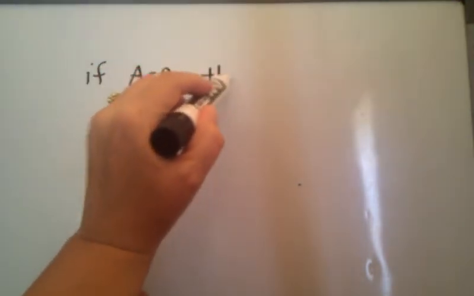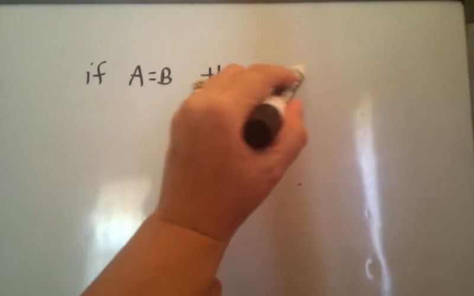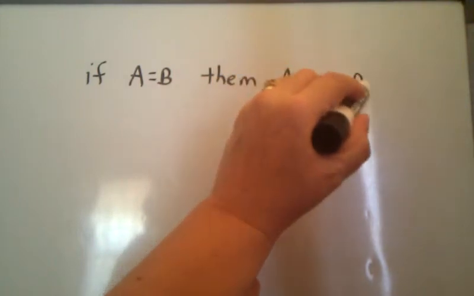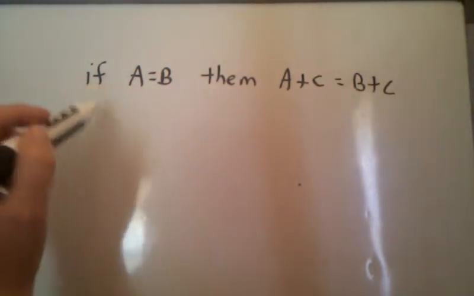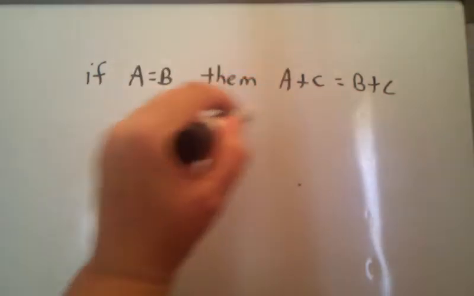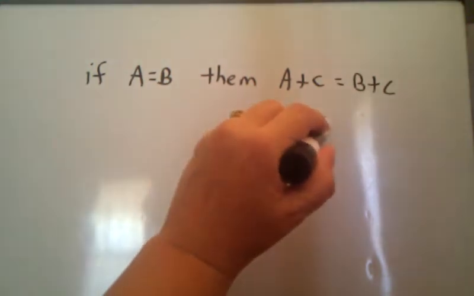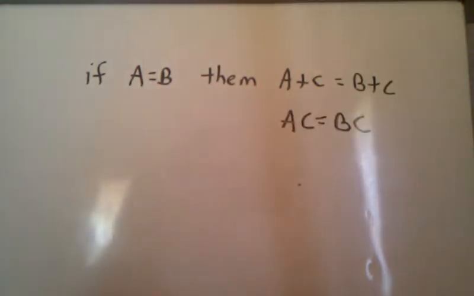Remember, the addition property that we talked about, you should already have this in your notes. It says that if A equals B, then A plus C equals B plus C. And our multiplication property said that if A equals B, then A times C equals B times C. Okay? As long as you do the same thing to both sides of the equation, it's going to equal.